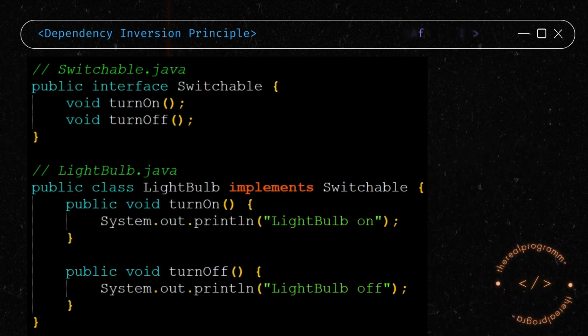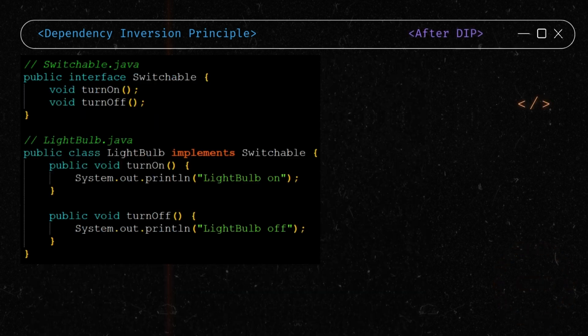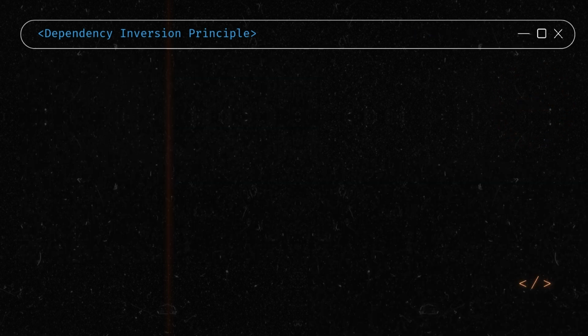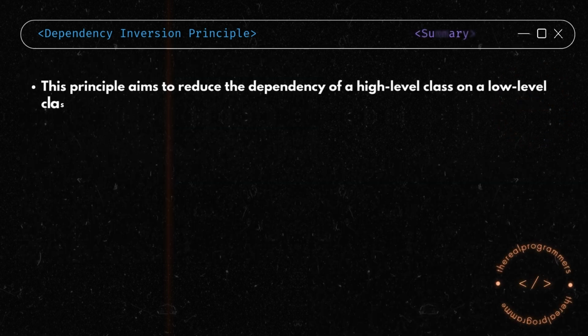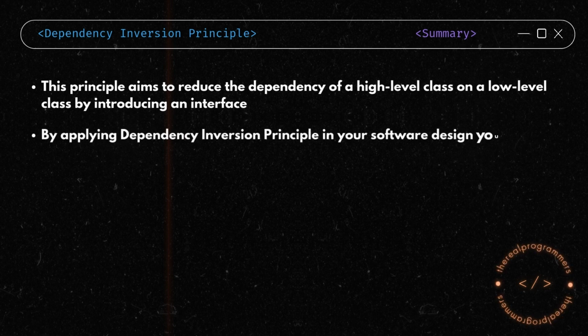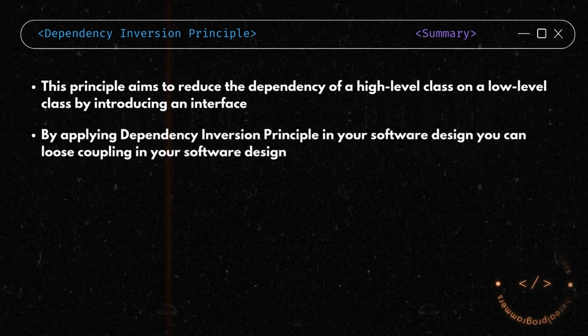This can be solved by making a switchable interface so that all the elements which can be switched implement this interface, and inverting the dependency in the main class from the concrete implementation of the light bulb class to the newly created switchable interface. The main aim of this principle is to design decoupled software modules. The advantage of following the dependency inversion principle is that it will make the code more flexible and reusable.